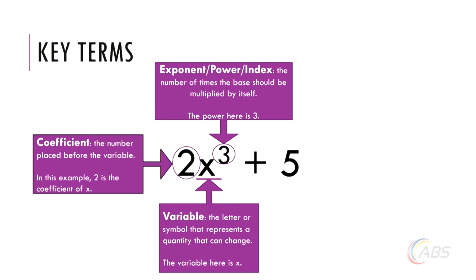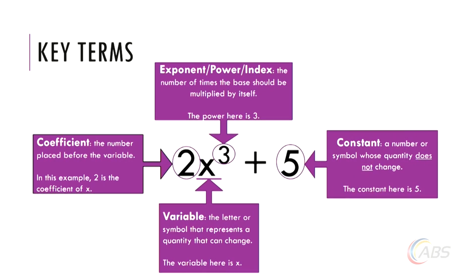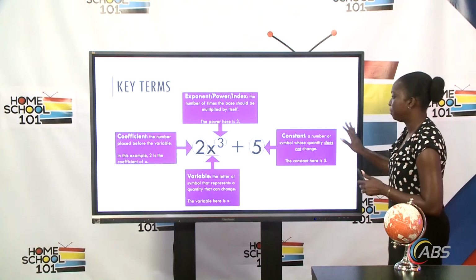Our 3 is known as the exponent or power or even the index. And this is the number of times that the base should be multiplied by itself. The power here is 3. And then we have a plus 5, and that 5 is considered the constant. And this is a number or symbol whose quantity does not change. Okay, so again, the constant here is 5.